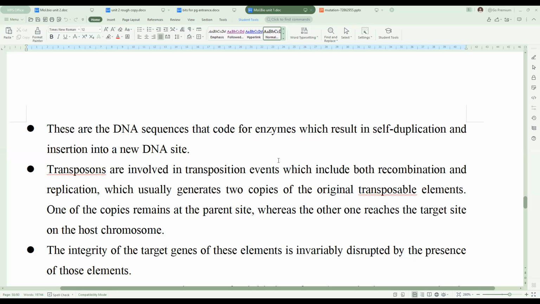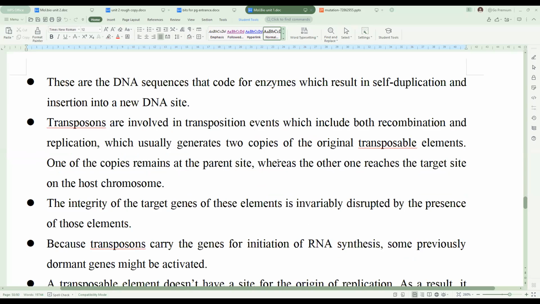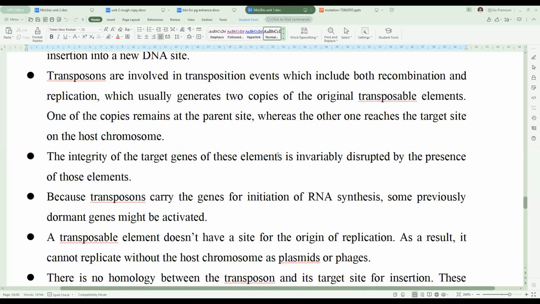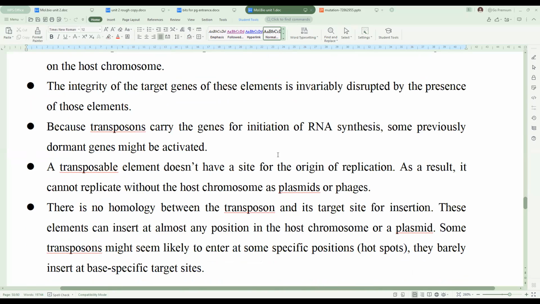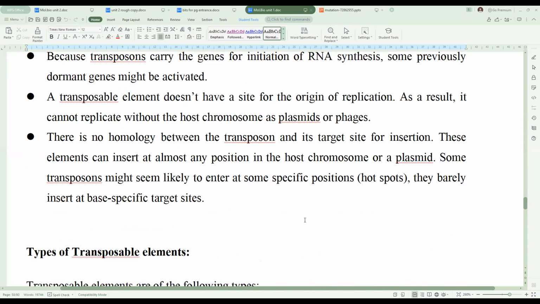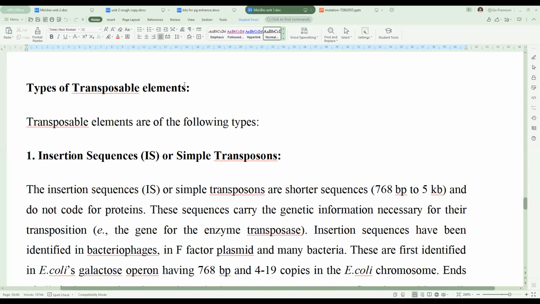They code for some enzymes. The most important enzyme is transposase. Transposase helps in the mechanism of transposition. What is transposition? It is the movement of the transposon from one place to another. That process is called transposition, and the enzyme is transposase. Write it down. Enzyme is transposase. Up to here, is it understood, all of you?